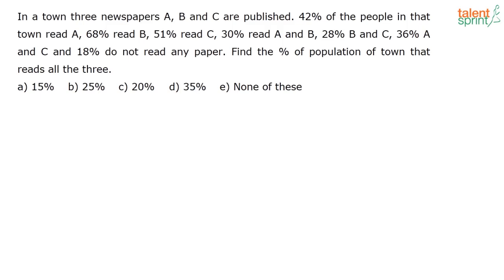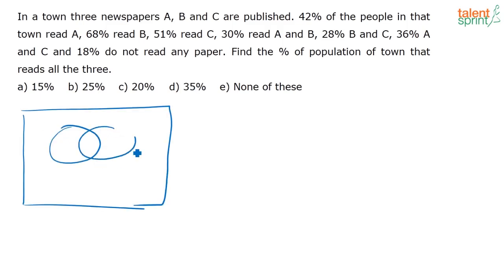But anyway, I'll explain it to all of you with the help of a Venn diagram so that it is clear. So there are 3 newspapers. In sets, whenever a question comes, we try to represent the given information in terms of circles. So here there are 3 newspapers, A, B and C. Now it is given that 42% of the people in the town read newspaper A. So this circle is 42%.